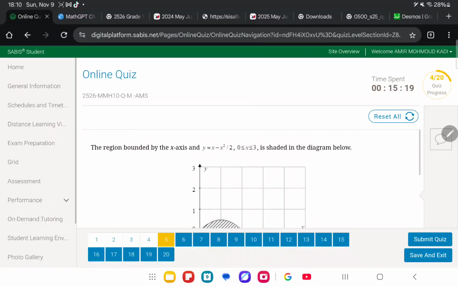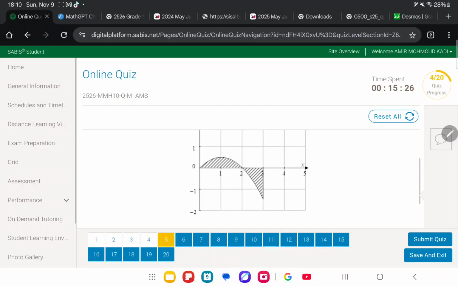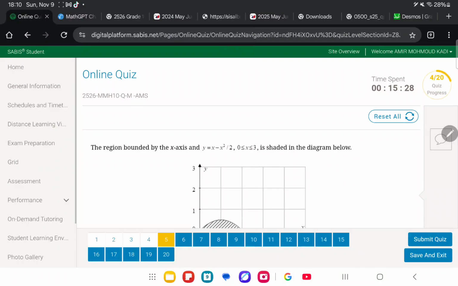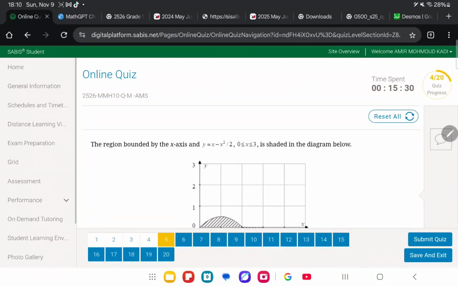But you have to read it carefully. Hopefully, inshallah, it won't come like this in the exam. They won't mess with their brains. I'm sure it won't come like this. But if it does, you should just always keep in mind that it's x squared over 2, not x minus x squared over 2, entirely.